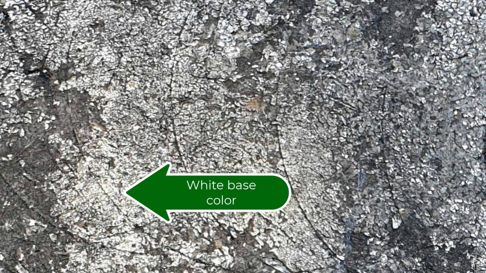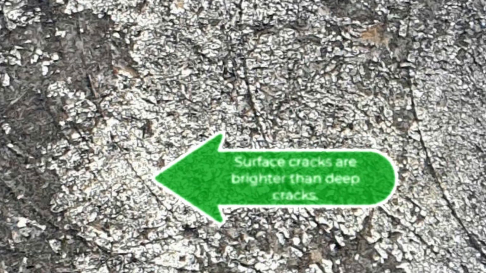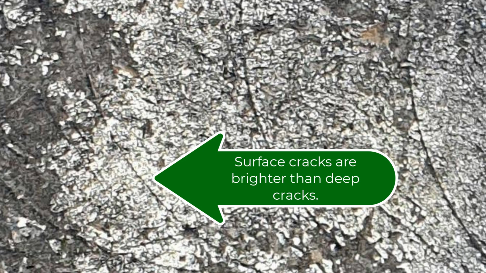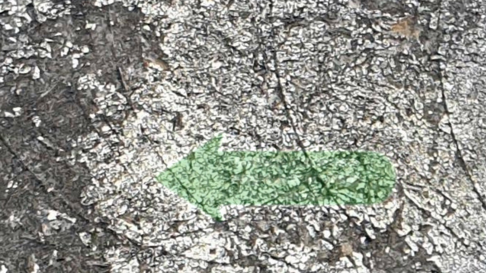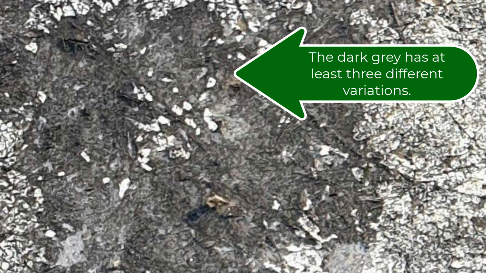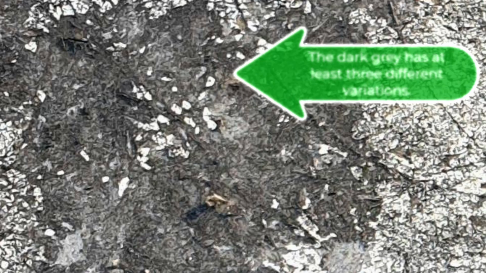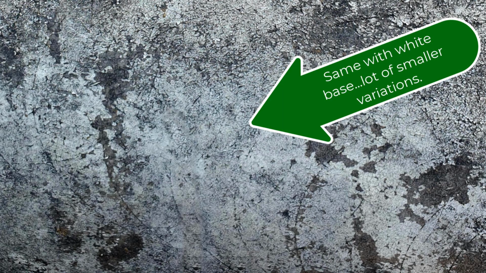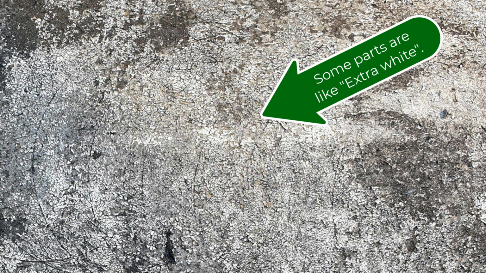realistic. We have some white paint, white base color, but you can also see if we go even closer that scratches on the surface are more light gray than the deeper island, so to say. And the dark gray is not just dark gray, you have at least 3 different base colors in there, and the same with the paint layer. You have a lot of smaller variations even there. And then they have painted again or something, and you get even whiter in some spots. So a lot of different variations in color.